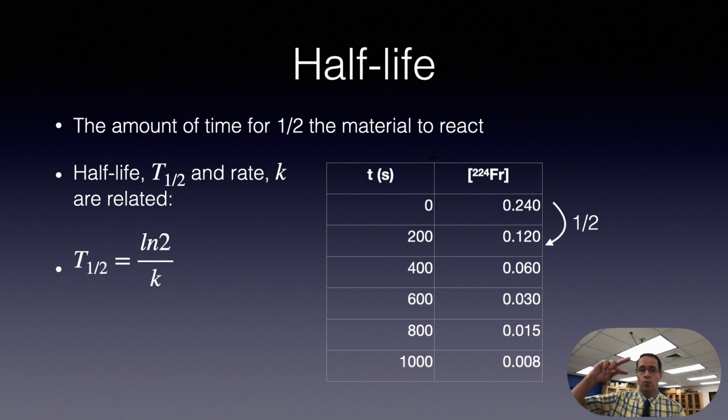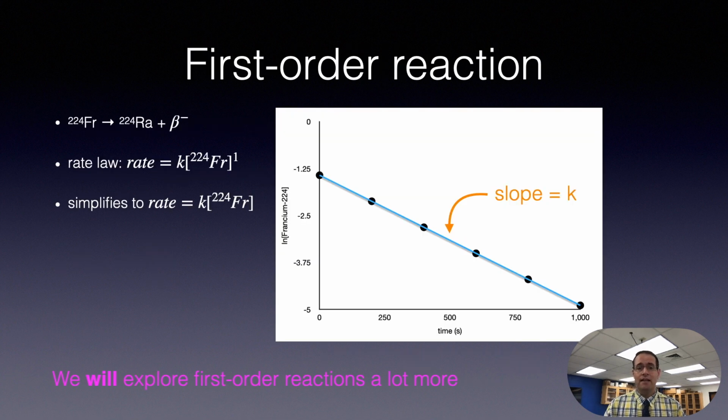Now, it doesn't matter which pair of data. You can see when you're going from 400 to 600, that's a passage of 200 seconds. You also decrease in concentration or amount by 1/2, okay? So the half-life there is 200 seconds, okay?